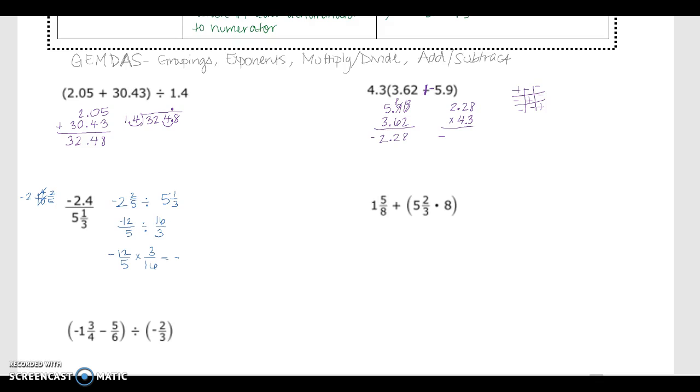All right, so the next problem has several steps. We have a parentheses here, so that means we need to take care of the parentheses first. So I need to multiply these, but I can't multiply a mixed number, so I need to change it to an improper fraction. 5 times 3 is 15, plus 2 is 17. So 17 over 3 times, and then to change a whole number into a fraction, you just put it over 1. So once you multiply that, make sure that you find a common denominator.